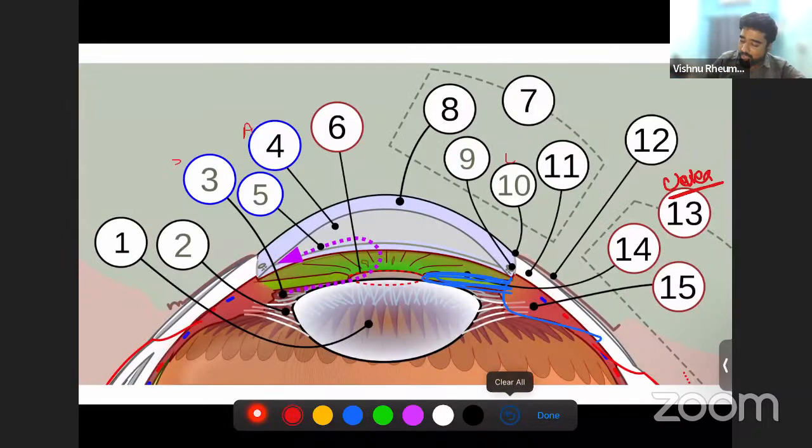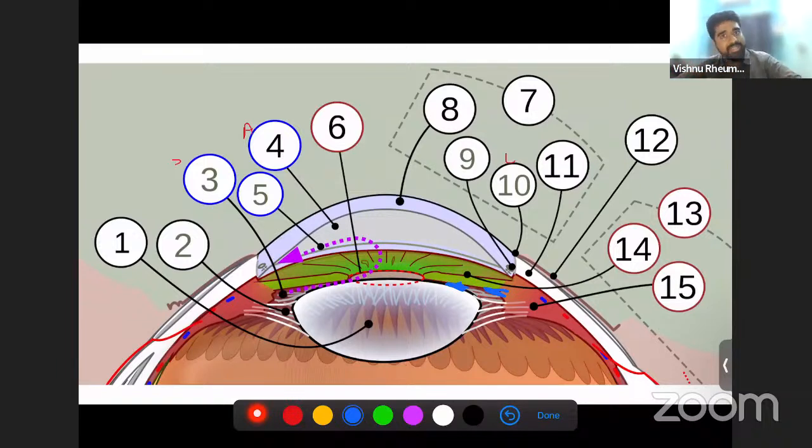So here, what is posterior synechiae and anterior synechiae? So I'll use the blue color here. So this is the iris, right? So this is the iris. If this iris is kind of sticking to the cornea, so this iris has gone here and it is sticking to the cornea, that is what we call as anterior synechiae. But if this is sticking here or here, then we call it as posterior synechiae.